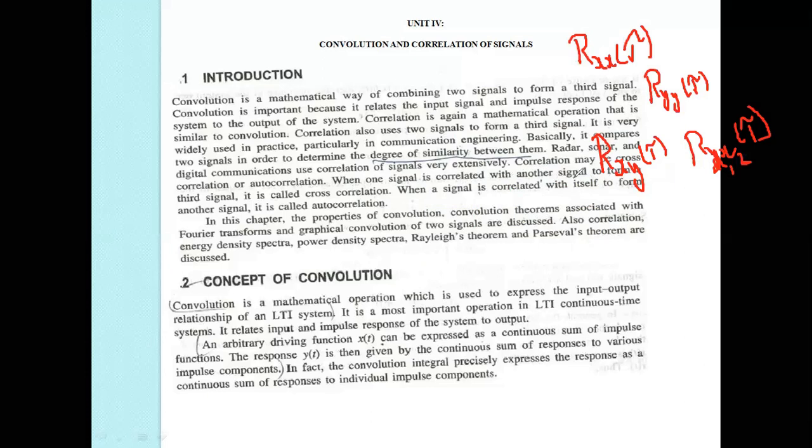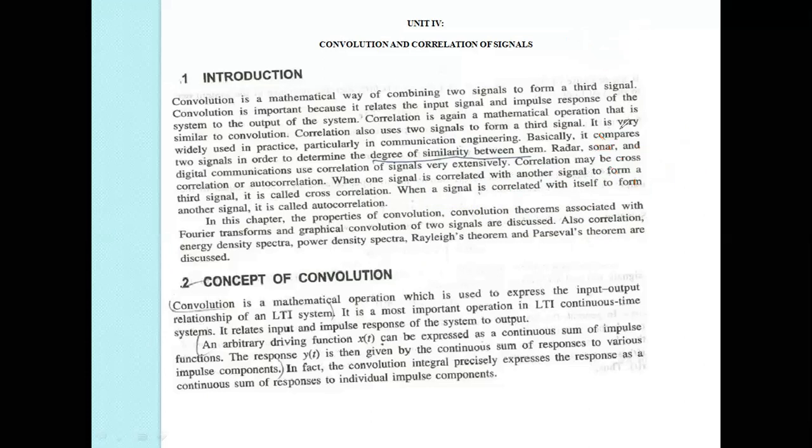When one signal is correlated with another signal to form a third signal, it is called cross correlation. When the signal is correlated with itself, meaning the same signal, to form another signal, it is called autocorrelation. For different signal comparison, cross correlation occurs.